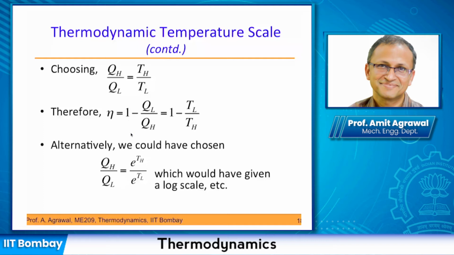So we can see that my efficiency is turning out as 1 minus TL upon TH, where I have now chosen that these are my so-called absolute temperatures. And once I have chosen, of course, I cannot just keep changing my definitions after that. So the efficiency of a Carnot cycle essentially becomes 1 minus TL upon TH.